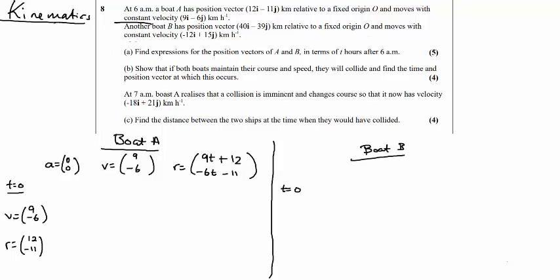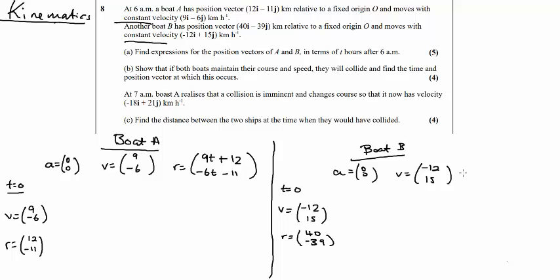Another boat moves with this one, like at t equals 0. That one's at a constant velocity as well, so a equals 0, 0. v is minus 12, 15, and its r is 40 minus 39. So again, a very nice straightforward AVR build.